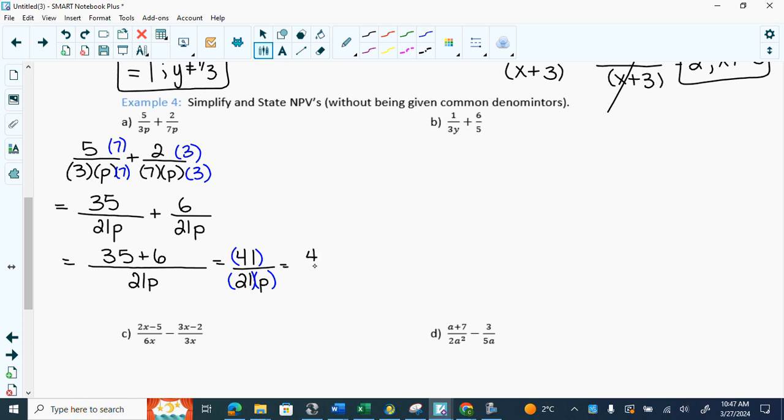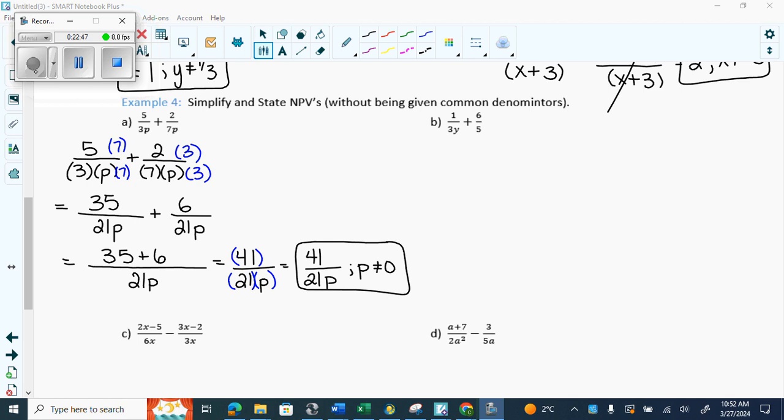NPVs. So I have 41 over 21p. And if I have a p by itself, what's my NPV? p can't equal 0. 21 and 41. 41 is a prime number. So no. But if you could, you would. If you could take a 3 or a 2 or something out, you would. Okay, go. Try the next one.